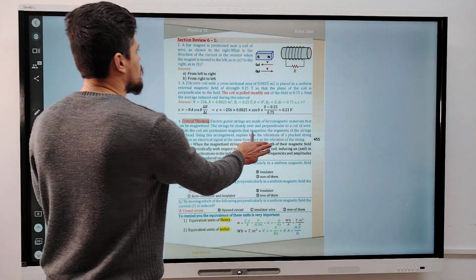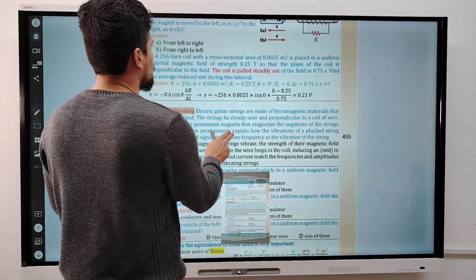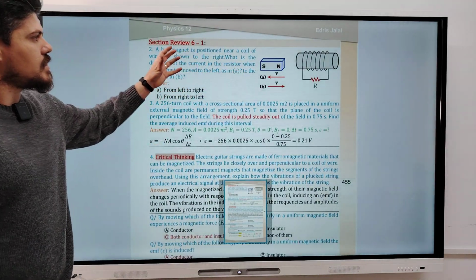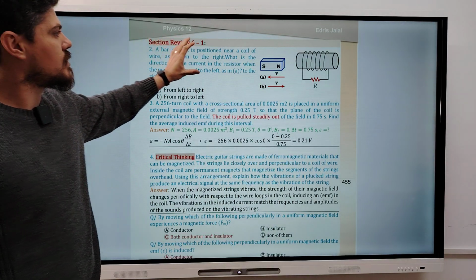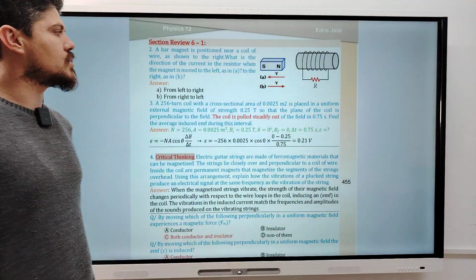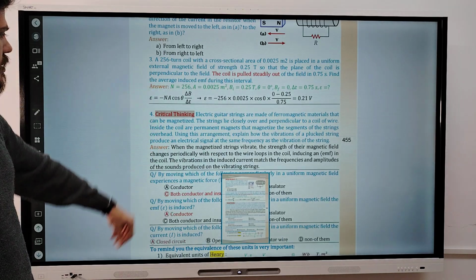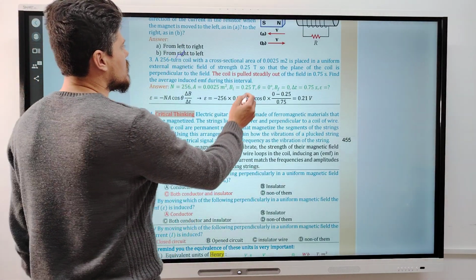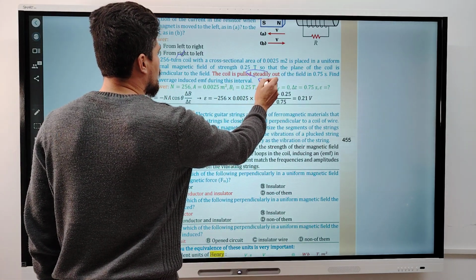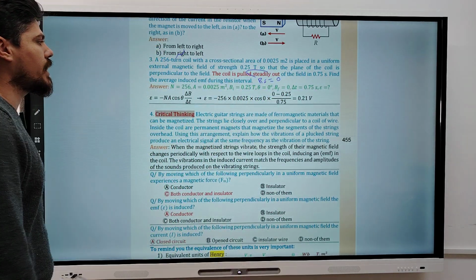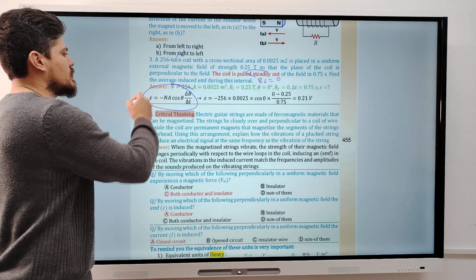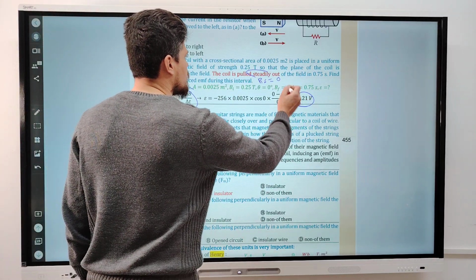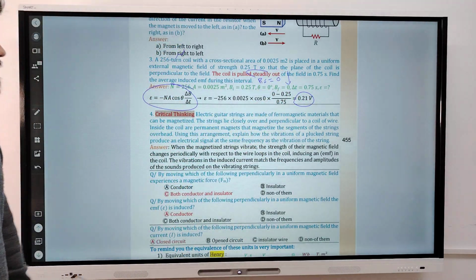Question 2, we also solved this question in a previous lesson. In the case of moving away to the left from the magnet, you can find the direction of the current. And this question also is an easy question. Number of turns. The coil is pulled steadily out. It means that B final is 0. By changing the magnetic field, you can find the induced EMF, and the result is positive. Why? Because the magnetic field decreases.